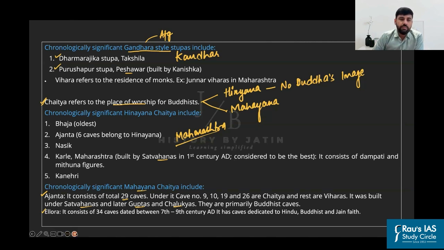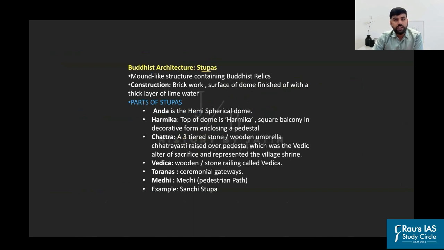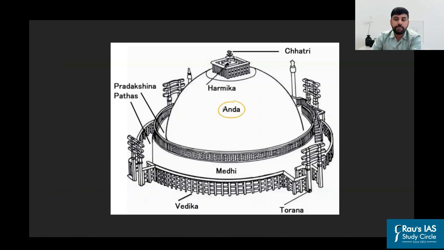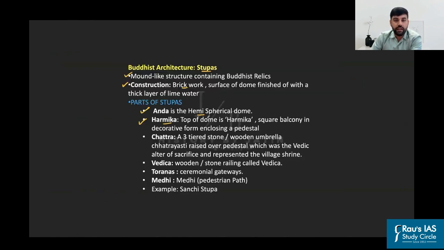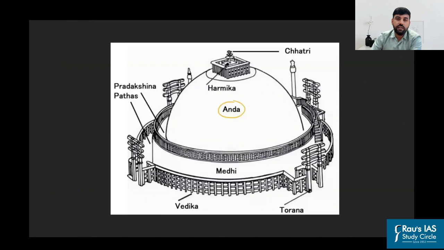Let's understand something more with respect to the Stupa architecture and the division of the style of the Stupas. It is a mound-like structure, mostly constructed using bricks, started from bricks. Later on, stones were also used. Now, these are the parts of a Stupa. Anda, that is the hemisphere. I told you yesterday as well. As you can see, this is the Anda, right? Then you have the Harmika. A top dome is the Harmika, a square balcony which encloses the pedestal.